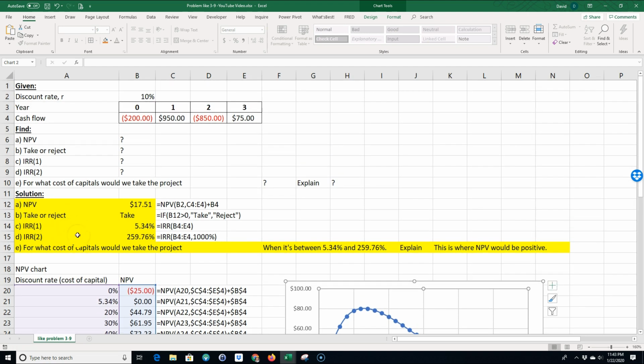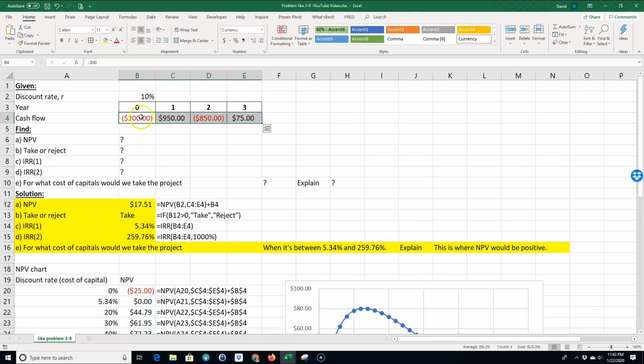IRR is a little bit hard to understand when you have multiple IRRs. That doesn't happen very often. Most of the time you're going to have negative cash flows at the beginning and eventually they become positive. That's usually going to generate one IRR, not multiple IRRs. Multiple IRRs are an unusual case.